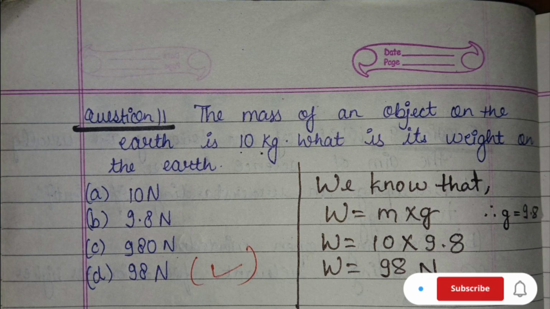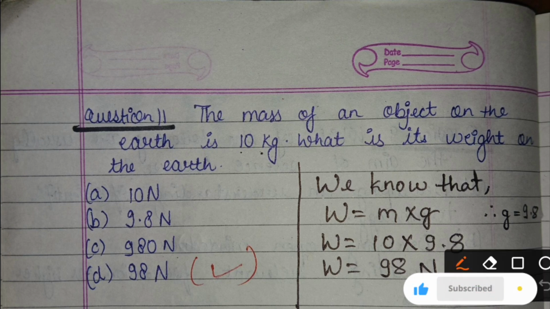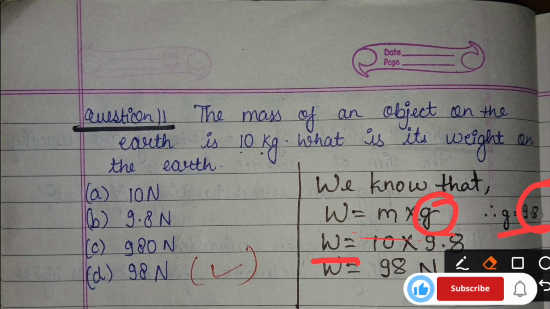The mass of an object on the earth is 10 kg. What is its weight on the earth? As we all know the formula for taking out the weight, weight equals m into g. Here small g is gravitational acceleration. The value is 9.8. So W equals 10 into 9.8. So the answer comes 98 Newton.